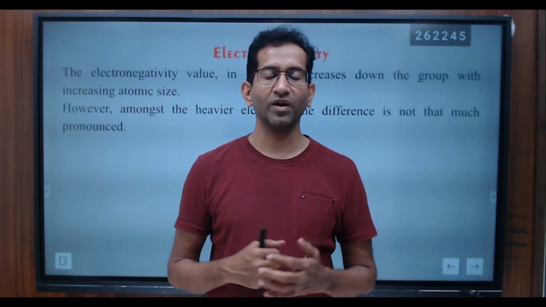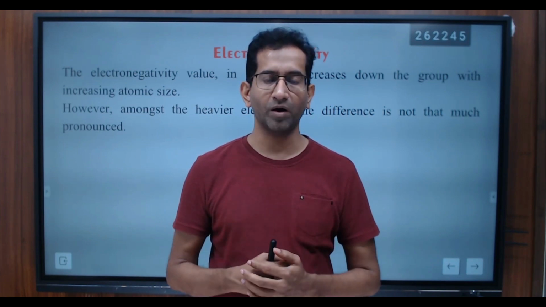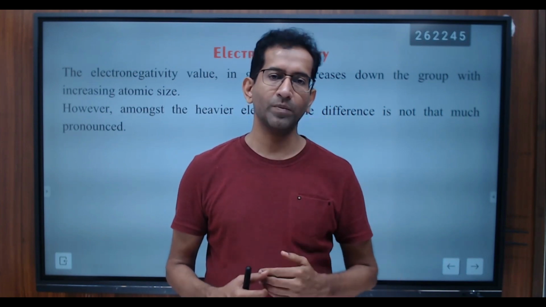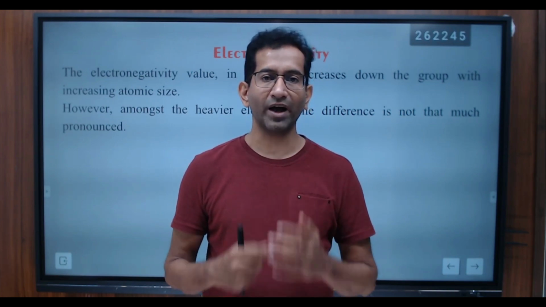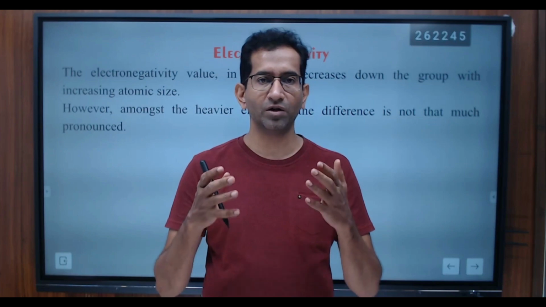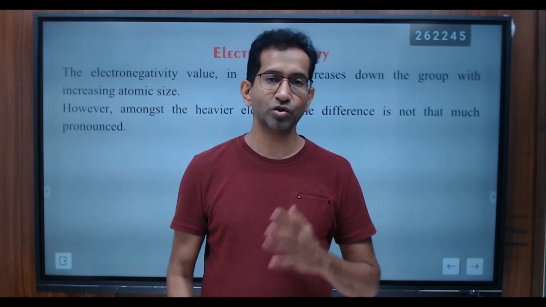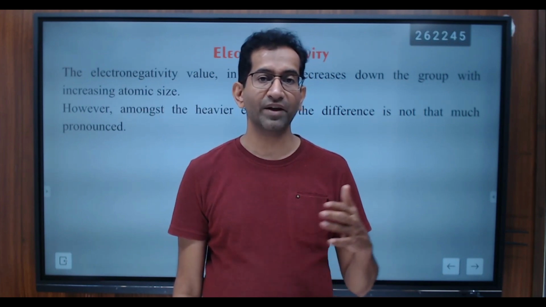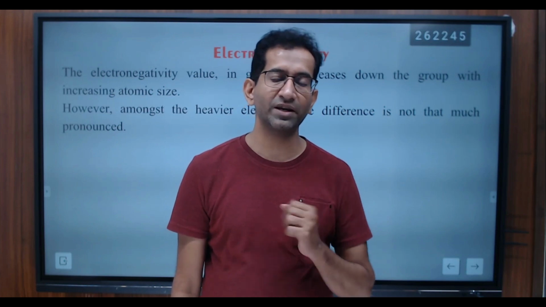Electronegativity. Electronegativity is the tendency to attract the bonding electron pair in the covalent bond. So going down the group, electronegativity is always decreasing in nature. Why? Because as we go down from nitrogen to phosphorus to arsenic to antimony to bismuth, size increases. So the bonding electron pair remains farther and farther away from the nucleus, and due to that, the electron attracting tendency gradually decreases.